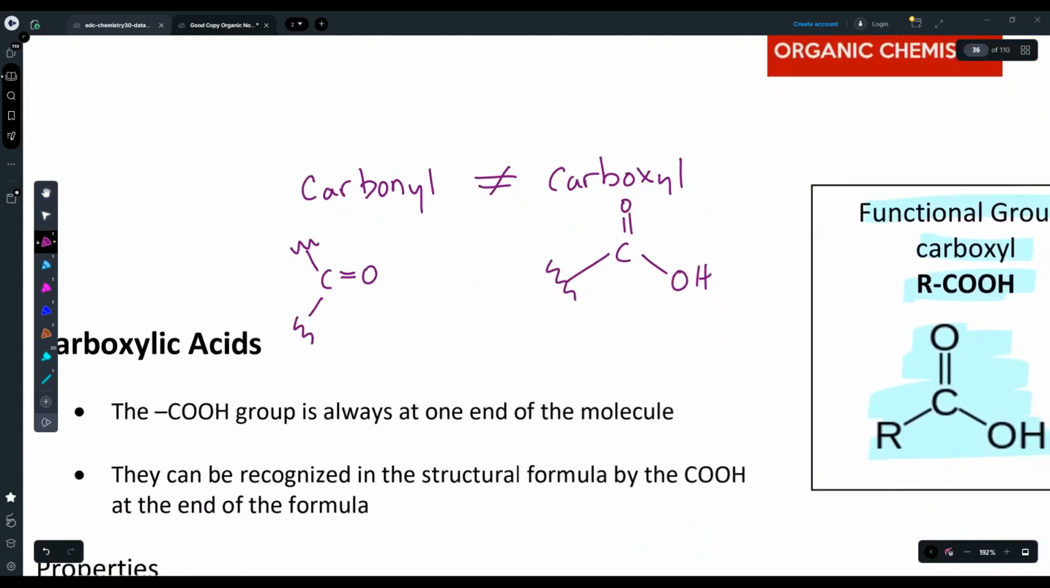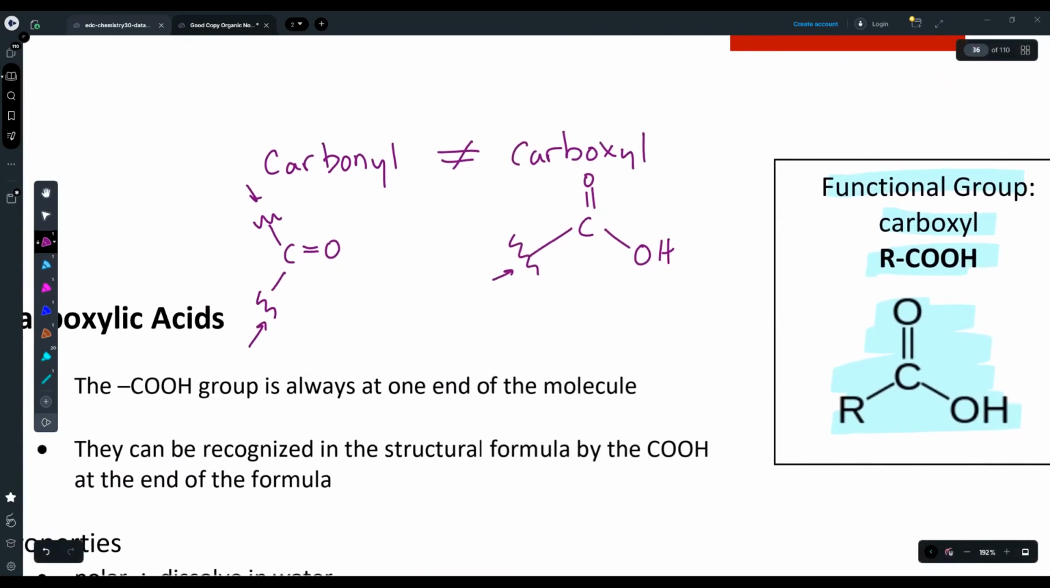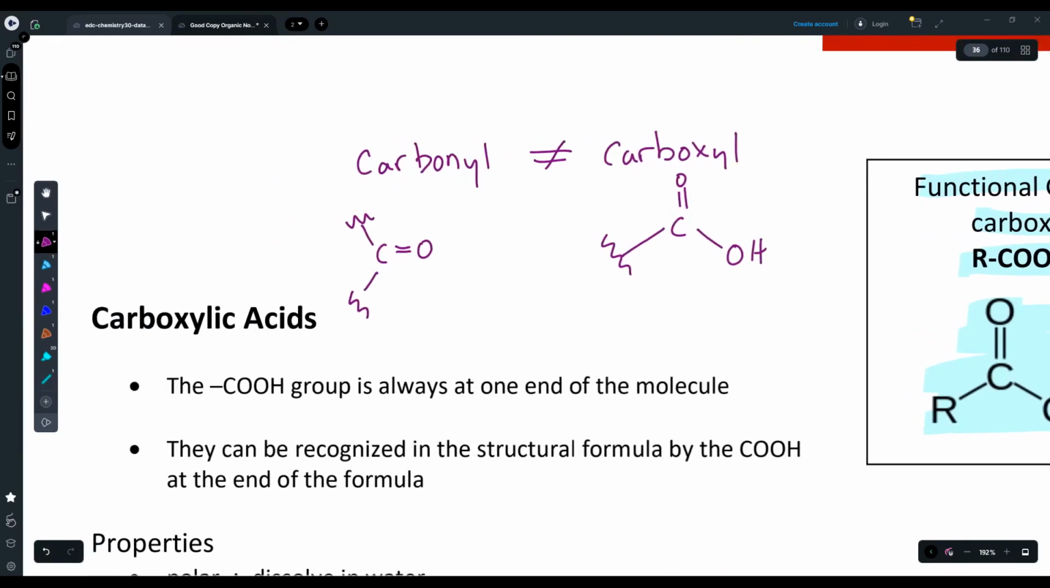And just as a quick reminder, these squiggles here represent the same thing as the R in this diagram, which just means it's some unspecified carbon chain.